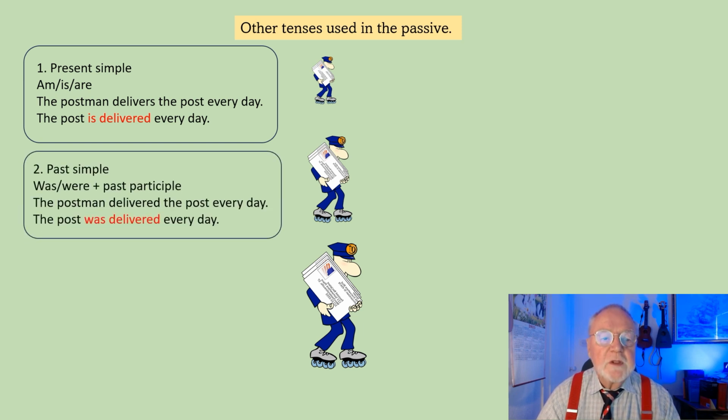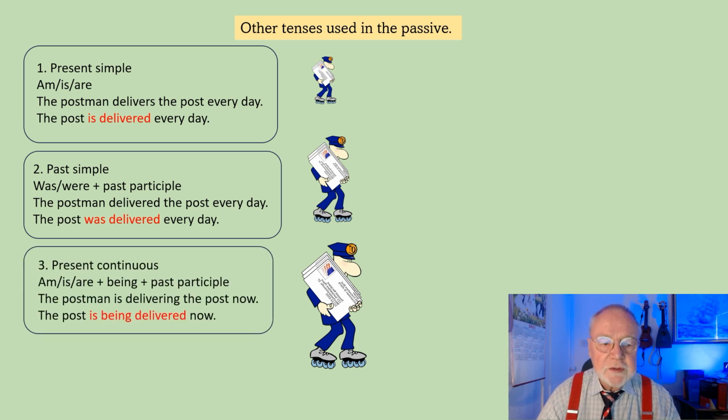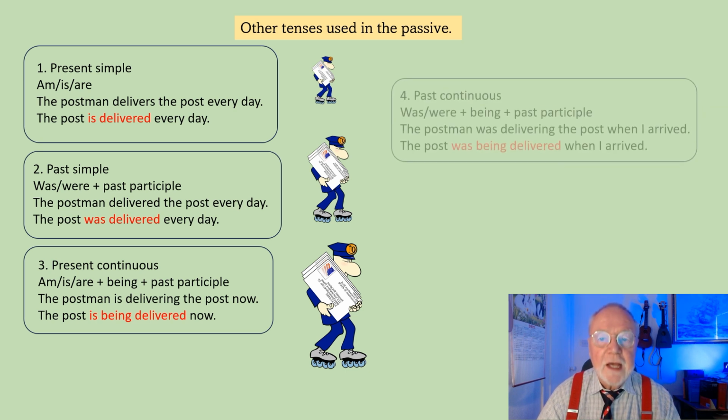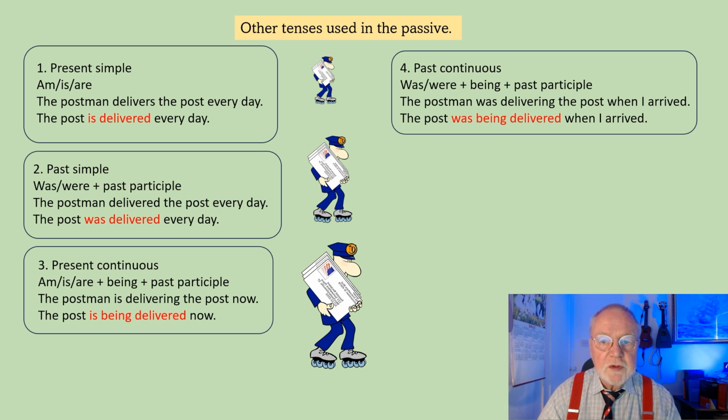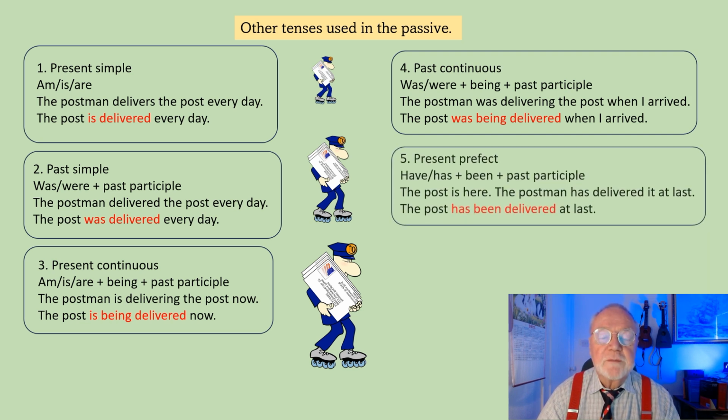Past simple. The postman delivered the post every day. The post was delivered every day. Present continuous. The postman is delivering the post now. The post is being delivered now. Past continuous. The postman was delivering the post when I arrived. The post was being delivered when I arrived.